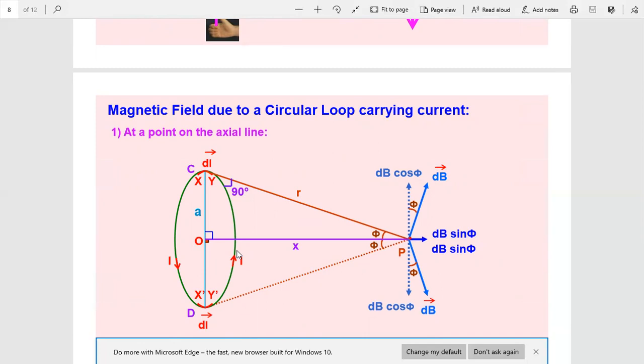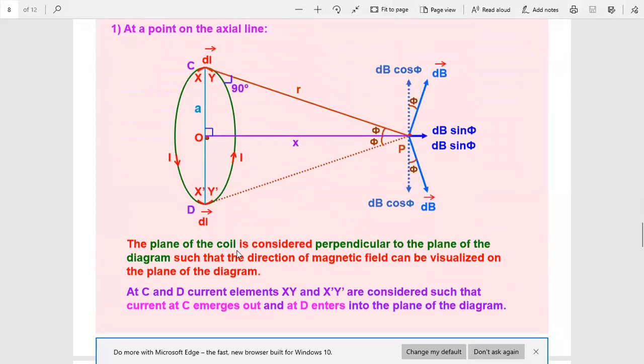A single current carrying loop will behave as a bar magnet with one face as the north pole and the other face as the south pole. The face where the current appears to be moving anti-clockwise will behave as a north pole, and the face where the current appears to be clockwise will appear as a south pole. So try to understand here.